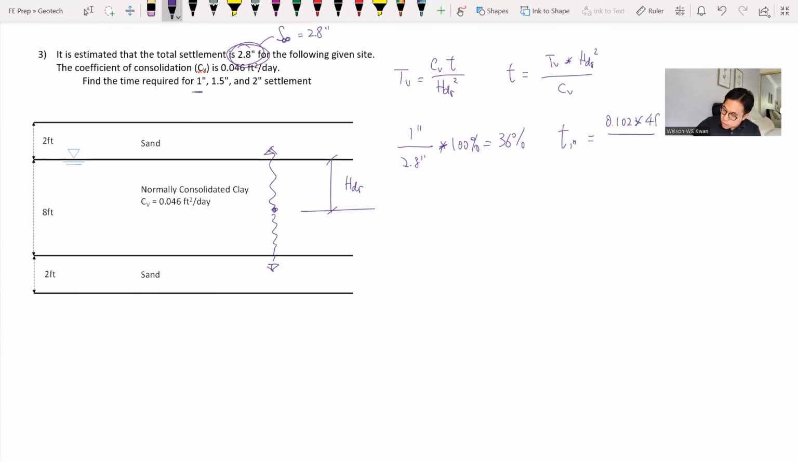Again, always good to put down the units. And C sub V is given, 0.046 feet squared per day. So you see how the units cancel out. You plug in the equation. So to get to 1 inch settlements for this site, we calculate this as 35.5 days.